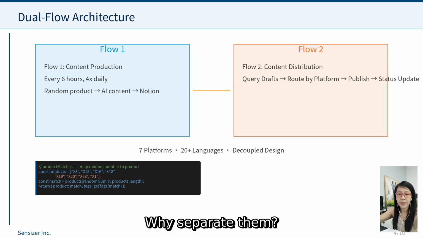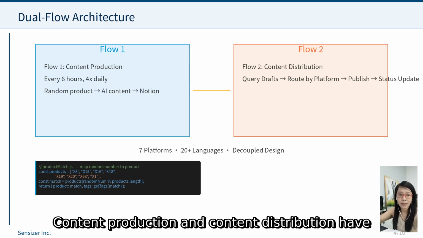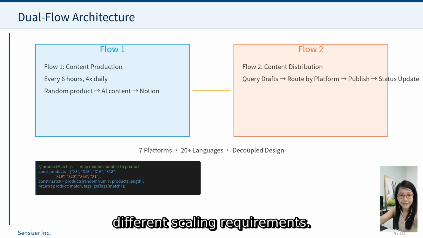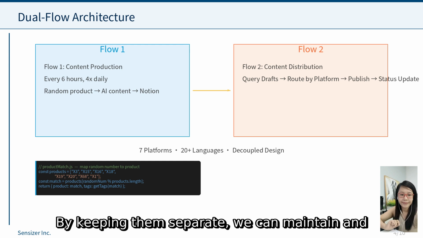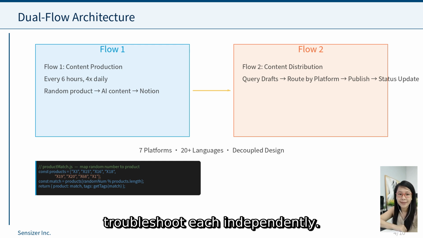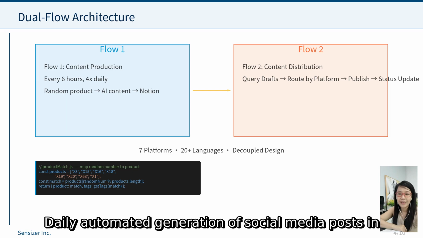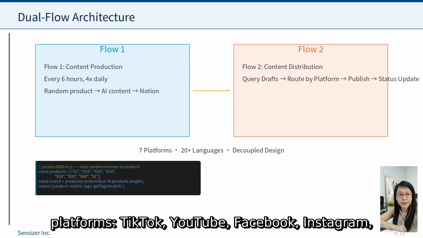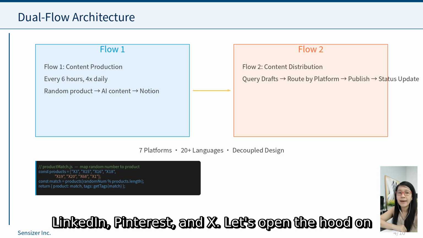Why separate them? Decoupling. Content production and content distribution have different cadences, different error patterns, and different scaling requirements. By keeping them separate, we can maintain and troubleshoot each independently. The result? Daily automated generation of social media posts in over 20 languages, published across 7 platforms: TikTok, YouTube, Facebook, Instagram, LinkedIn, Pinterest, and X.